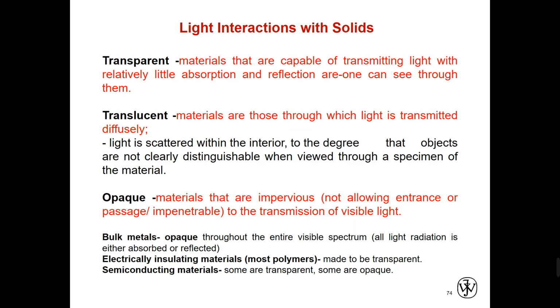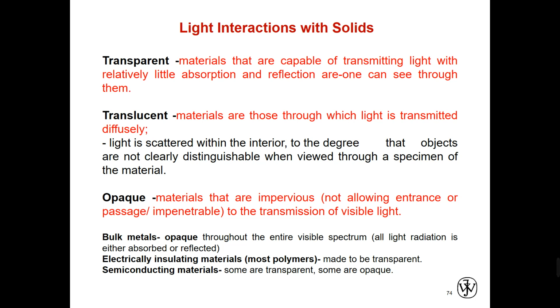So we have a few classifications of materials based on the light interactions with solids. Number one is transparent materials, which are capable of transmitting light with relatively little absorption and reflection. One can see through them.